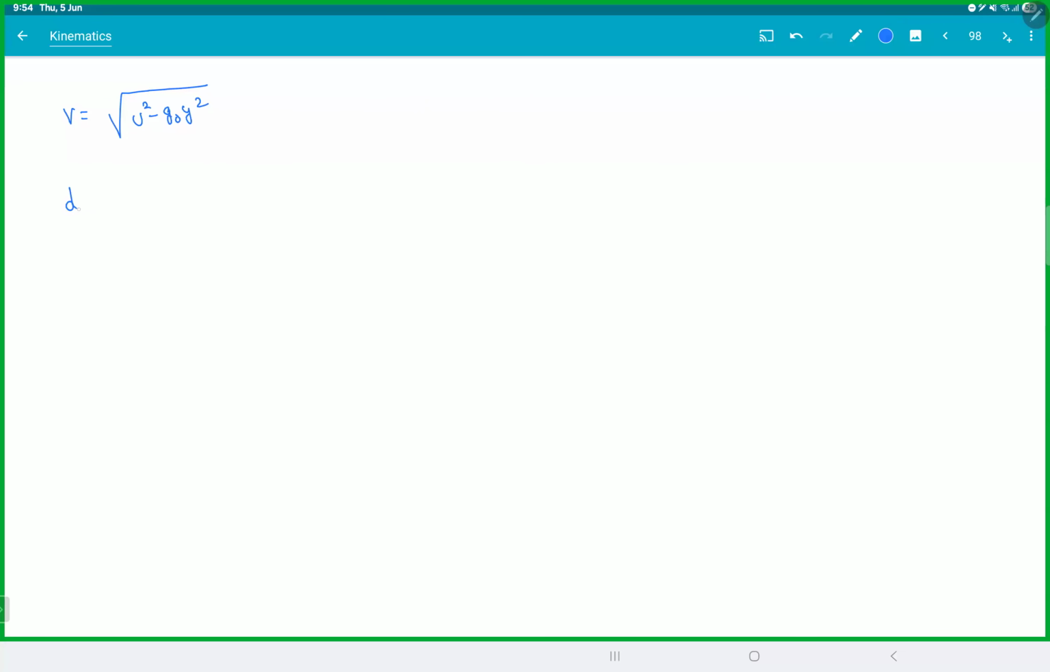This can be written as dy by dt. This is root over u square minus g naught y square. Bring it down, dy by root over. I will arrange this a bit. I can write this thing as root g naught times the quantity u by root g naught, whole square, minus y square. And I'll take out a root g naught common.